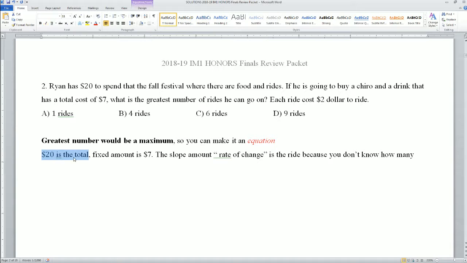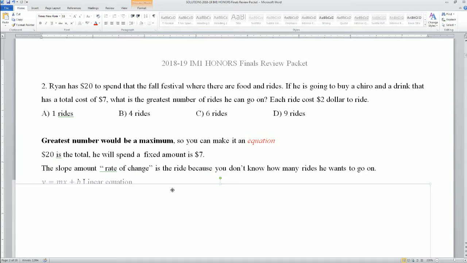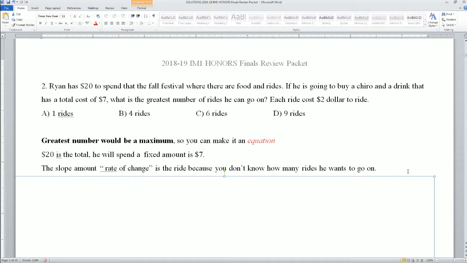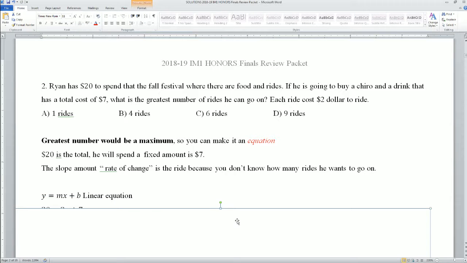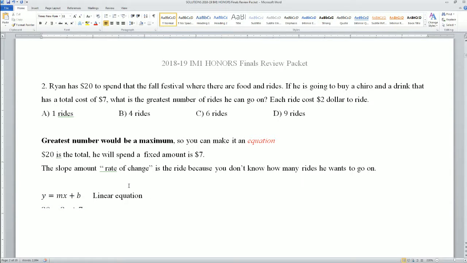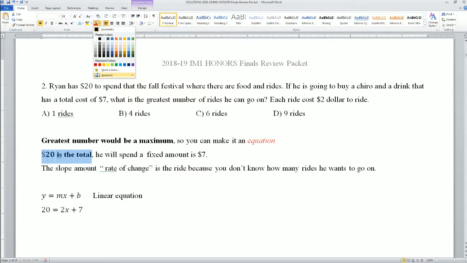$20 is a fixed amount because that is all he has, and he will spend a fixed amount of $7. The slope, or the amount that changes, is the rides, because you don't know how many rides he does want to go on. So again, this is going to be a linear equation. $20 is the total. Let's make that orange. That is going to be right there.